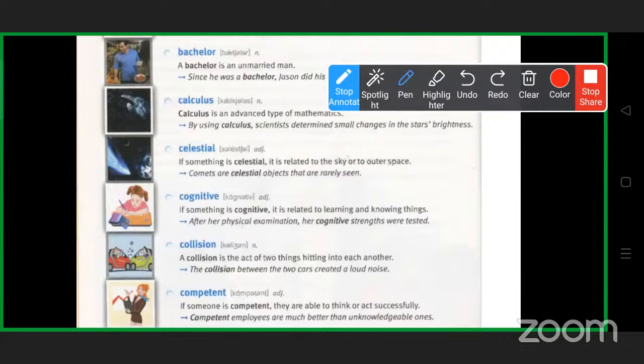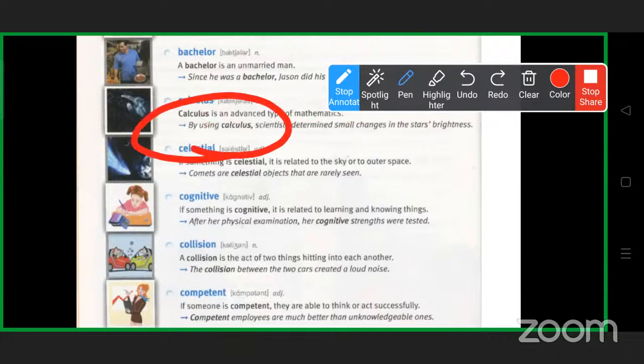Calculus. So calculus is the advanced type of mathematics. It is a category or a branch of mathematics. That is why we call it calculus. Calculus is made from calculations. Okay, let's see how it is.